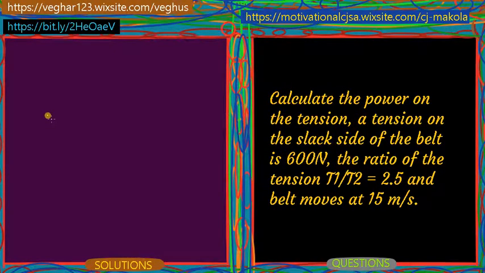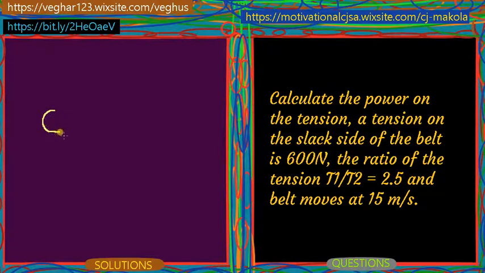Let's look at this question. It says calculate the power on the tension. The tension on the slack side of the belt is 600 Newton, and the ratio of the tensions T1 over T2 is 2.5, and the belt moves at 15 meters per second.